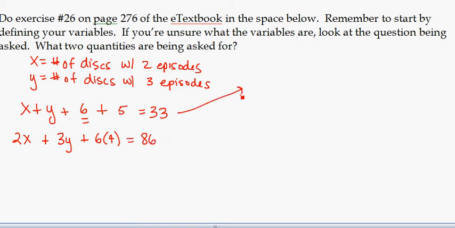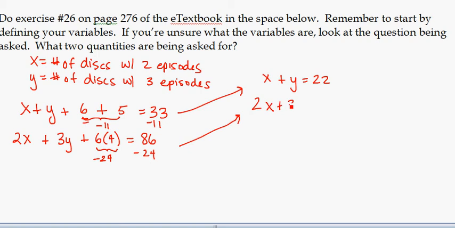So these two equations, when we clean them up a little bit, this here adds up to 11, so I'm going to subtract 11 from both sides of the equation. So we have X plus Y equals 22. And then this right here is 24, so I'm going to subtract 24 from both sides. So this one's going to be 2x plus 3y equals 62.